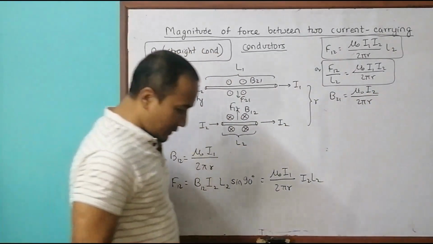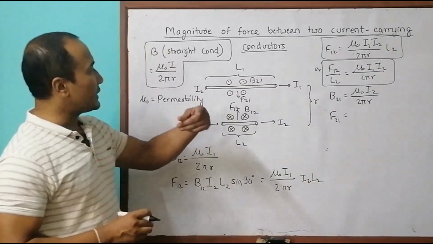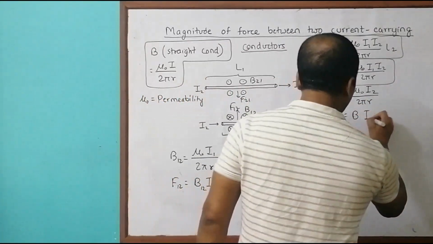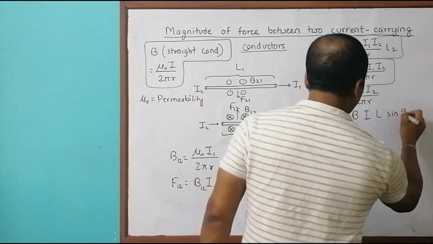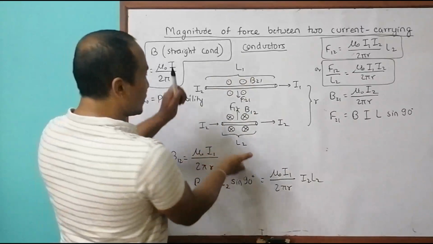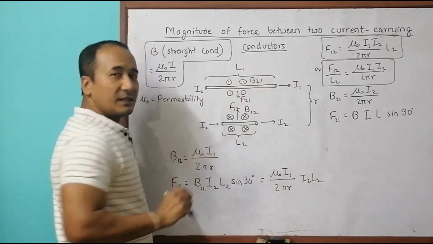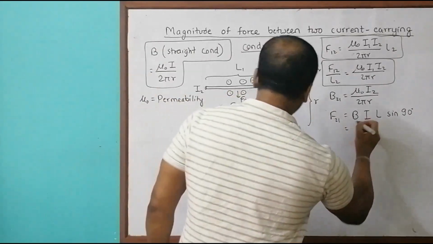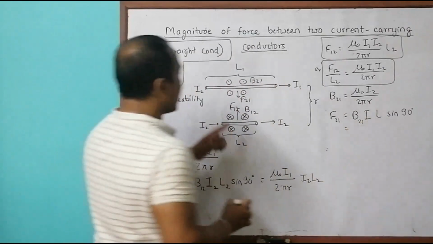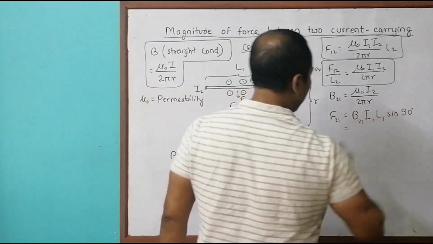Then what is the force on the conductor? So the force F21 will be equal to B I L sine of again 90 degrees. It's because the magnetic field is coming like this, and the conductor is like this, so the angle is 90. What is B? The cause here is B21. The current here is I1, and the length here is L1.